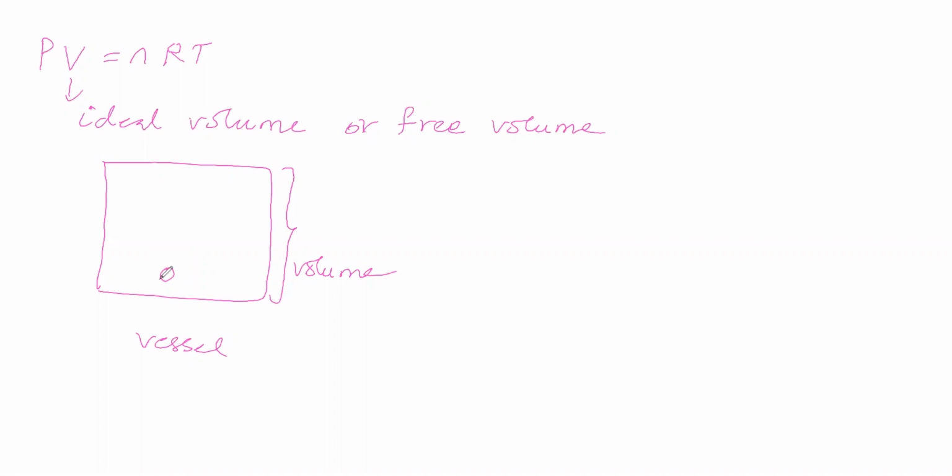Because in this vessel only one gas molecule is there, this gas molecule can move anywhere. All the space belongs to this molecule only. So this molecule is getting all the space for free movement. What is the free volume this molecule is getting? This complete vessel volume. So for this molecule, ideal volume is equal to volume of vessel.